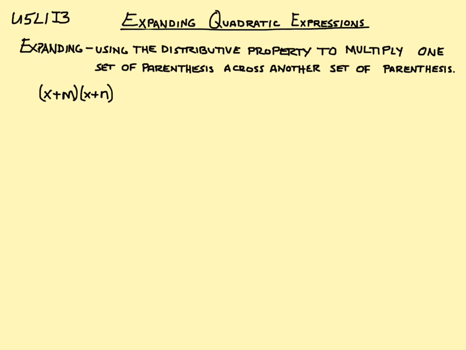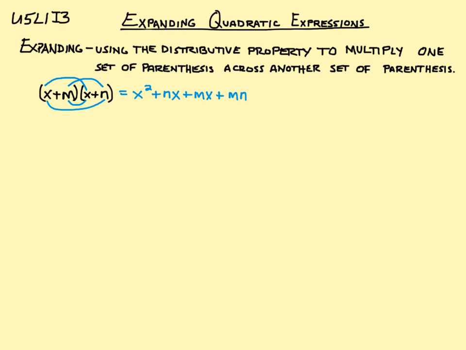So here we've got two sets of parentheses, x plus m and x plus n. And if I want to expand this, I'm going to take my x times my x, and I'll get an x squared. I'm going to take that x and also multiply it by the n, so that would give me nx. I'm going to take this x and multiply it by my m and get mx. And then I'm going to take this m and multiply it by n and get mn. So what I've done there is I've made sure that the x in the first parentheses multiplied by everything in the second set, and the m in the first set of parentheses multiplied by everything in the second set.